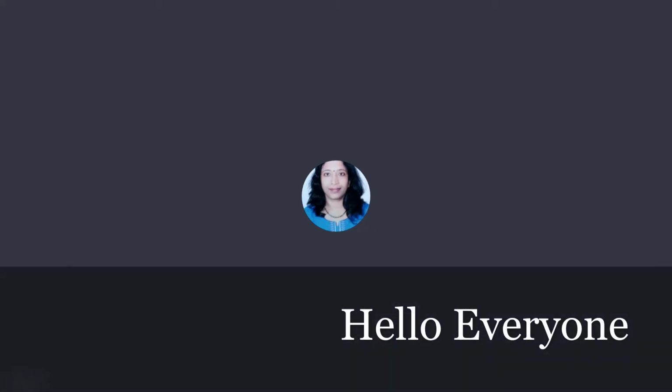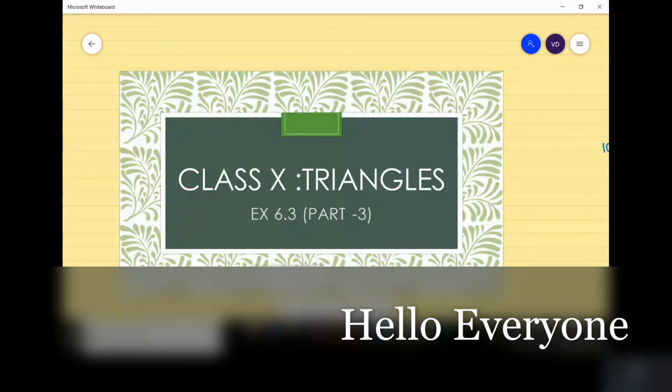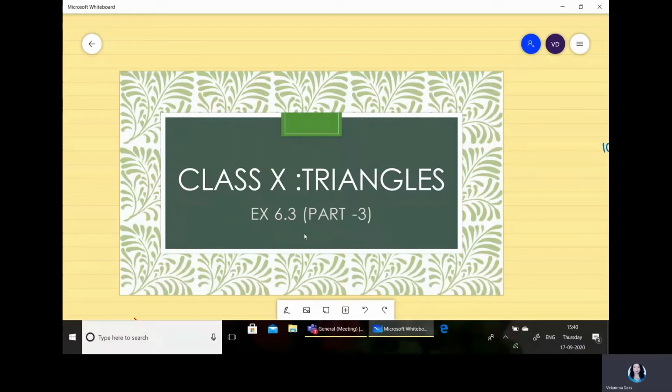We're going to do the further sums. As we know, in the whole exercise of 6.3, we are dealing with proving two triangles similar by three criteria: AA, SAS, SSS. So by proving the two triangles similar by any of the three criteria, we then prove the required condition. Let's go to the next sum as a continuation, the eighth sum.